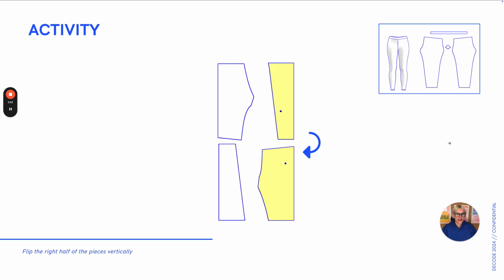The next thing you're going to do is take the right side pieces and flip them on the x-axis so that you have a larger piece on the top left and bottom right and a smaller piece in the bottom left and top right.